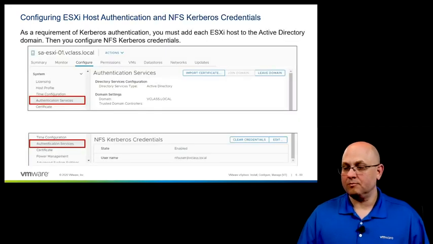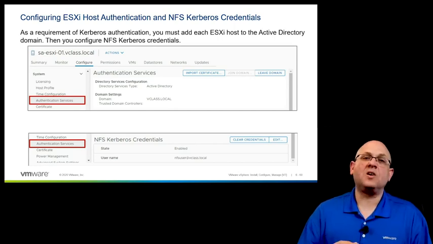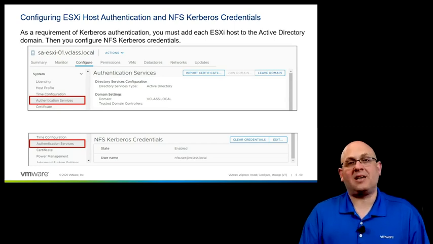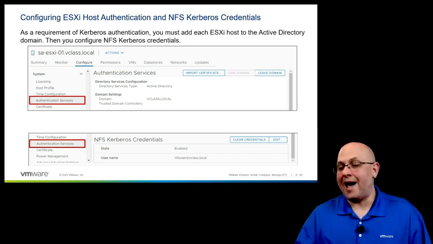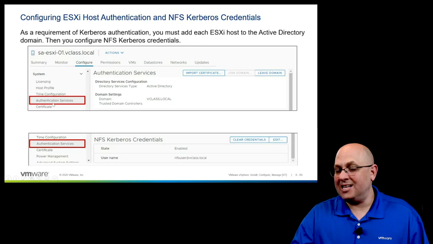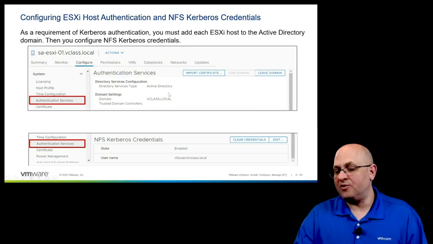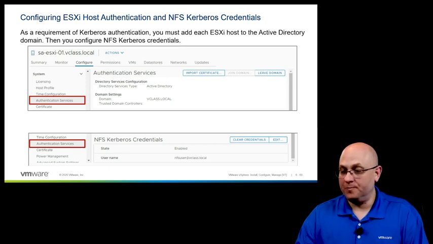If you do want to use a service account to authenticate using Kerberos against an NFS 4.1 export, you're going to configure that service account, first of all, in Active Directory. And then you're going to come over to ESXi and look at the authentication services link on your ESXi host. It's under Configure. Now, this allows you, first of all, to have your ESXi host join your Active Directory domain, which you will want to do.